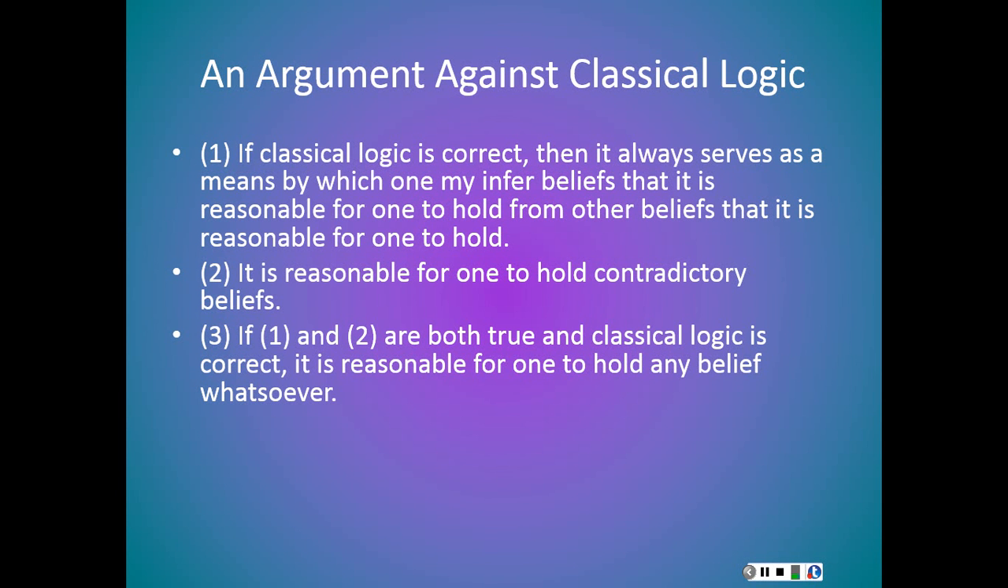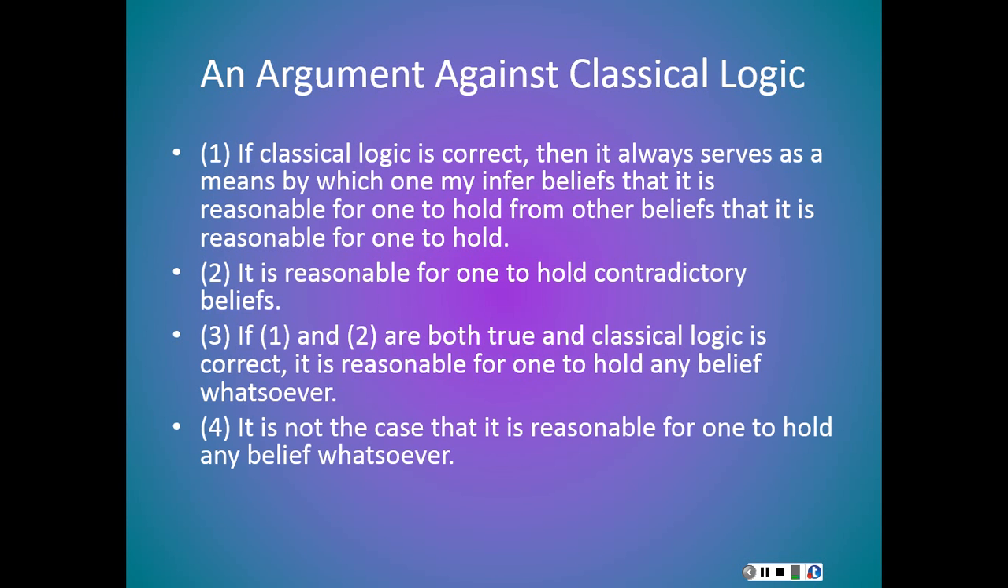Okay, this premise exploits the fact that classical logic is explosive. So if classical logic serves as a means by which I can infer beliefs that it's reasonable for me to hold from other beliefs that it's reasonable for me to hold, and it's reasonable for me to hold some contradictory beliefs, and anything whatsoever follows from contradictions, then I can infer anything whatsoever from what it's reasonable for me to believe, because among what is reasonable for me to believe are contradictory beliefs. But then, given premise 1, it's reasonable for me to believe anything whatsoever.